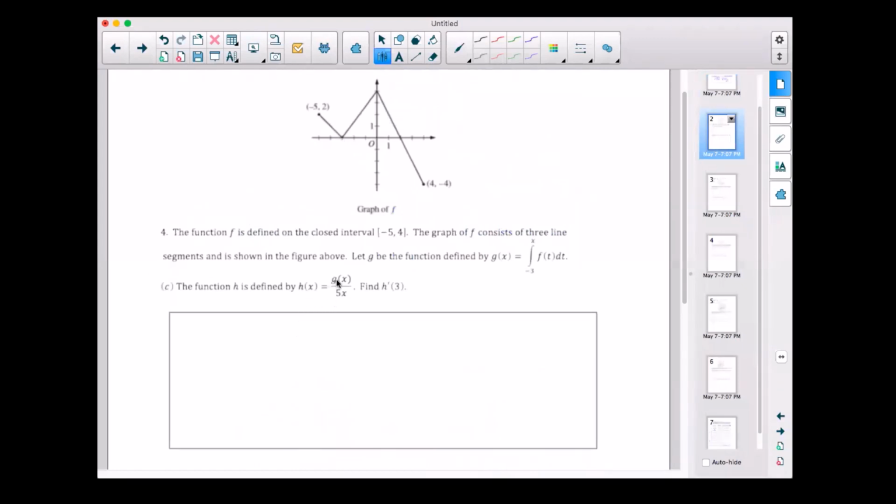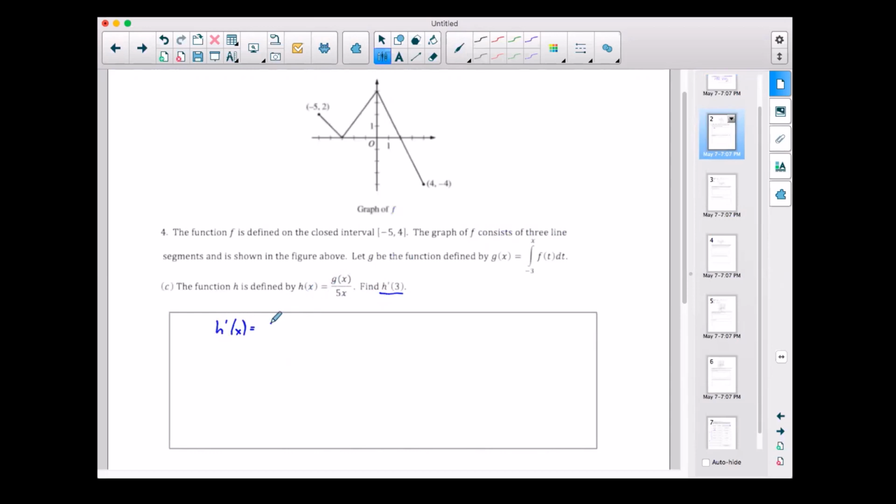We have H of X equals G of X over 5X. And it wants us to find H prime of 3, so the derivative. So the first thing we're going to do is just take H's derivative. If it tells us H is this, and it wants H's derivative, we can do this. We see a fraction here, or a quotient, so we know we're going to have to do the quotient rule, right?